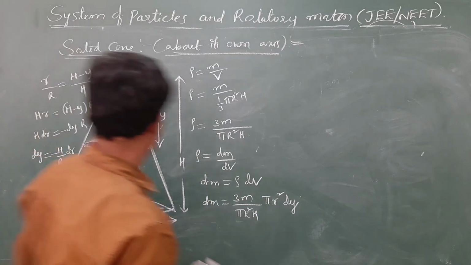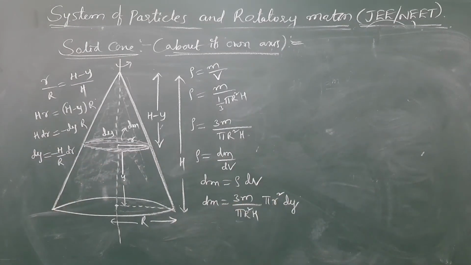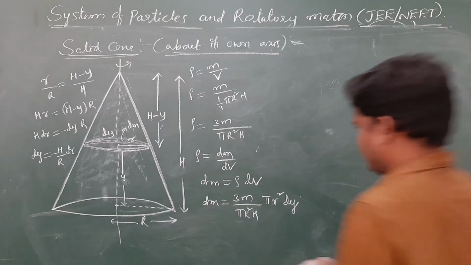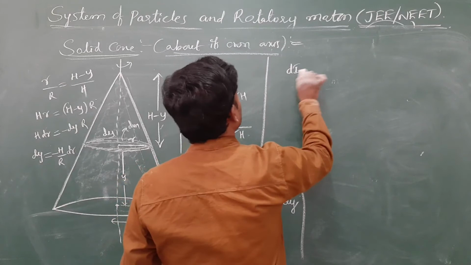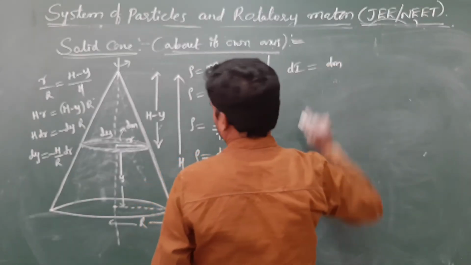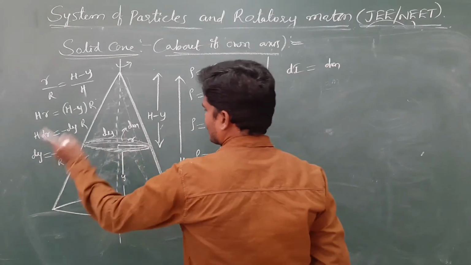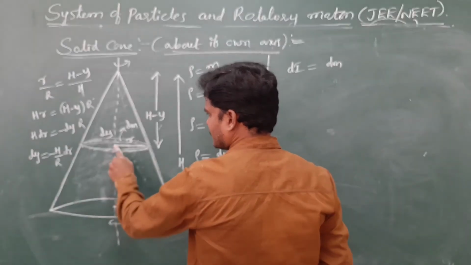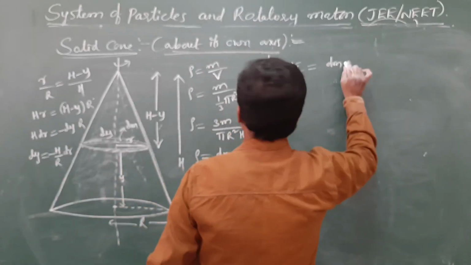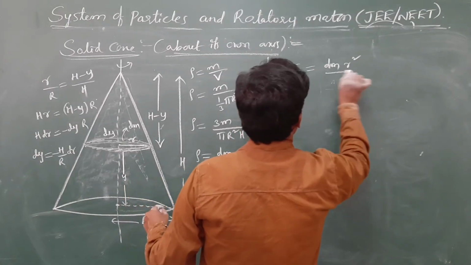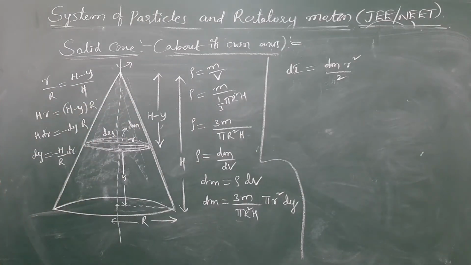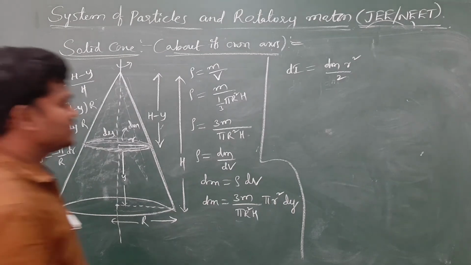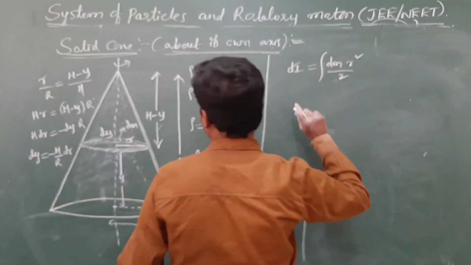Okay, dy is equal to minus h by r dr. So dI is equal to, for a disk with axis passing through the center perpendicular to the plane, dm into r square by 2. What is dm? Substitute dm and the limits, very clear.